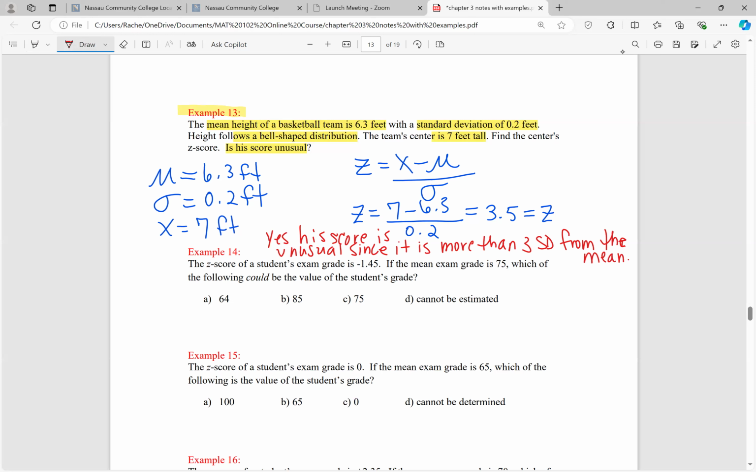So hopefully this additional practice problem on z-scores is solidifying the meaning behind a z-score and how we use it. So remember, a z-score measures how many standard deviations a data value is from the mean. And if we're working with a bell-shaped distribution and we have a data value that's more than 3 standard deviations away, we consider that value an outlier.